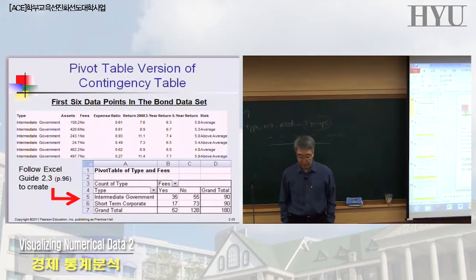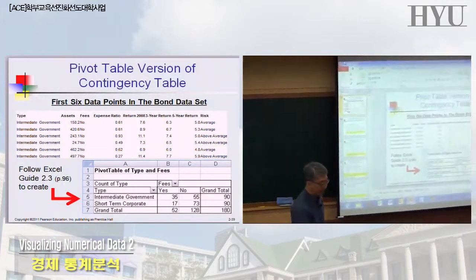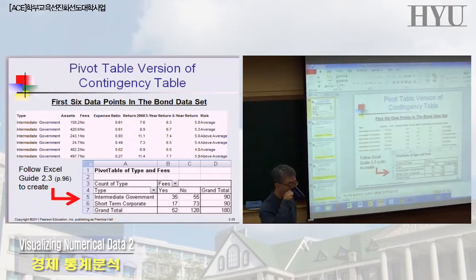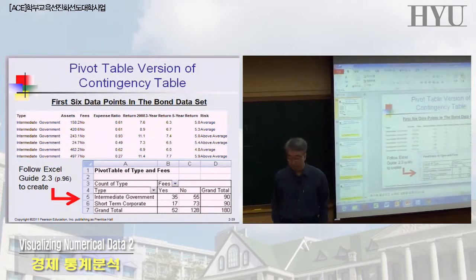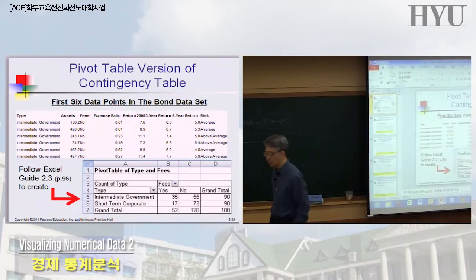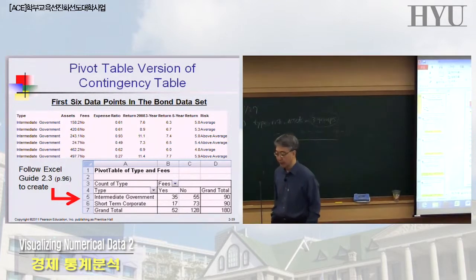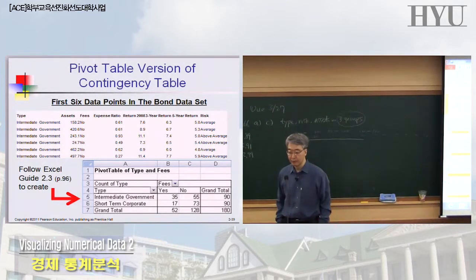Okay, here we go. We have almost the last topic of this chapter, which is the pivot table. Pivot table is a very useful Excel technique, skill, or function to create contingency tables. What is a contingency table? Does anybody remember?